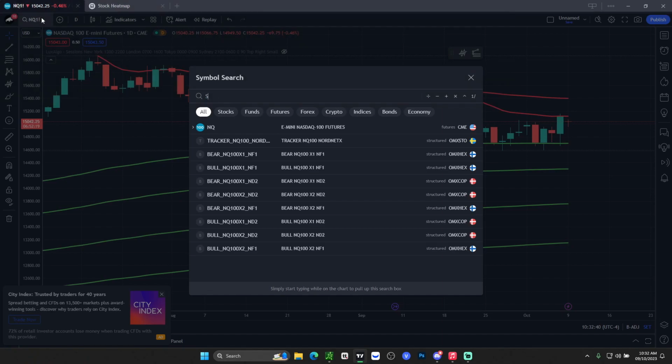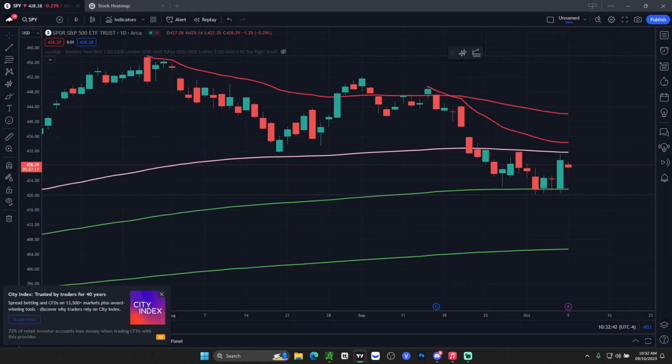Now then, to move over to the S&P, we'll be starting off with the SPY, and then we'll move over to the futures. So on the SPY, we're seeing what we saw on the Nasdaq Futures, bouncing between both a support and a resistance.